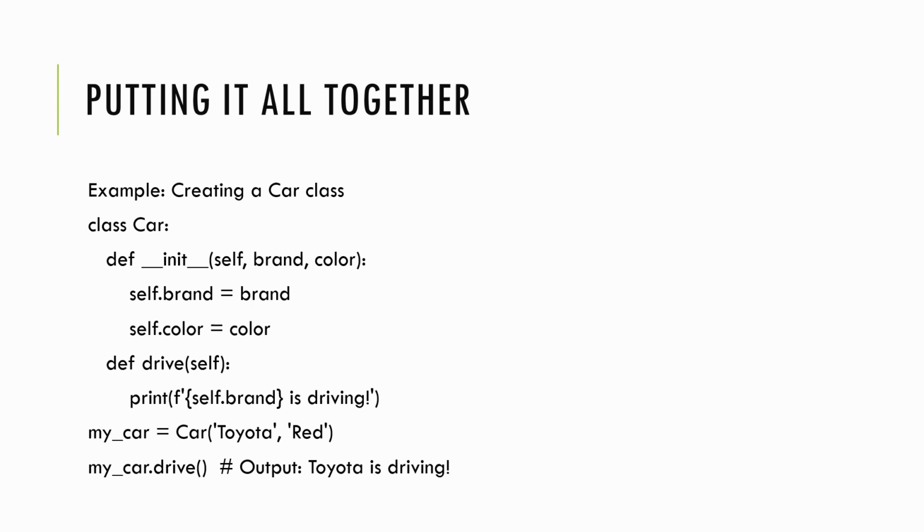Let's combine everything into a complete example. Here we define the class Car with two attributes, brand and color. The __init__ method allows us to set these attributes when we create an object. We also define a drive method which prints out the car's brand and tells us that it's driving. When we create an object, we can call the drive method to see this behavior in action.